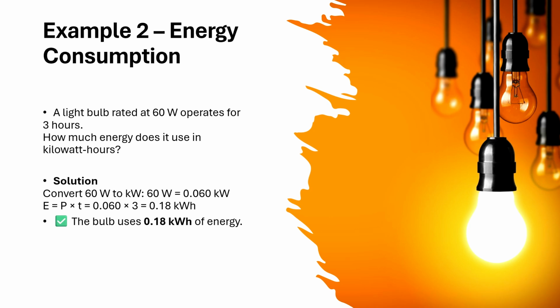Let's look at the example of energy consumption. A light bulb rated at 60 watts operates for 3 hours. How much energy does it use in kilowatt hours? So here's our light bulb. We're going to run it for 3 hours. It's a 60-watt bulb. So we convert 60 watts to kilowatts, and 60 divided by 1,000 gives us 0.06 kilowatts, because 1,000 watts is equal to 1 kilowatt. So the energy now is the power times the time, 0.06 kilowatts times 3 hours. That gives us 0.18 kilowatt hours. So the bulb uses 0.18 kilowatt hours of energy.